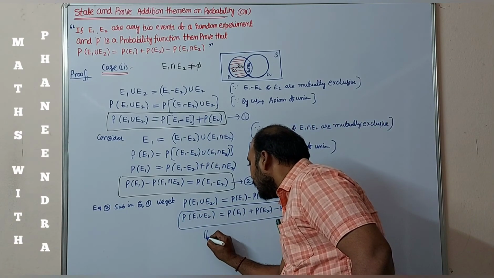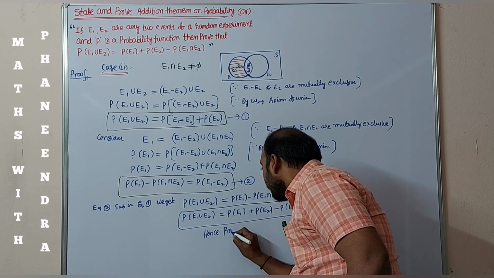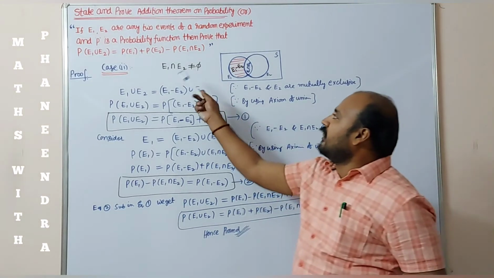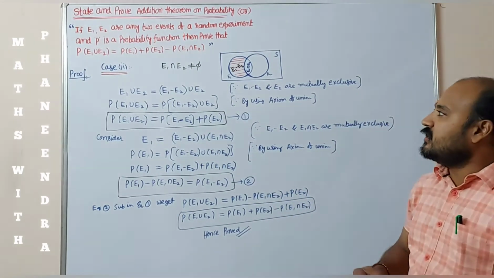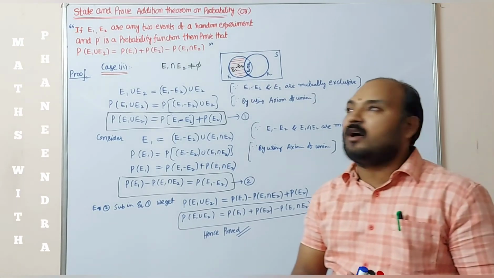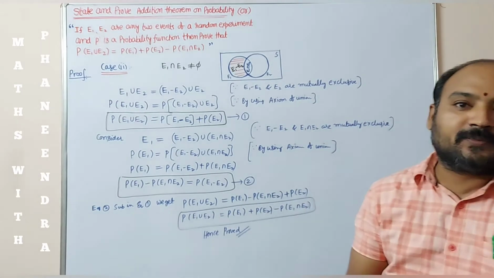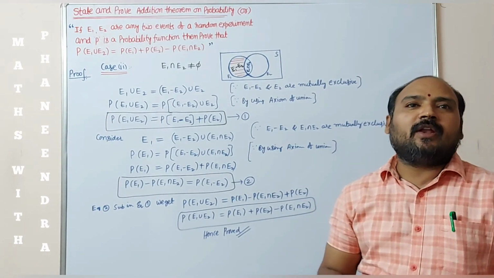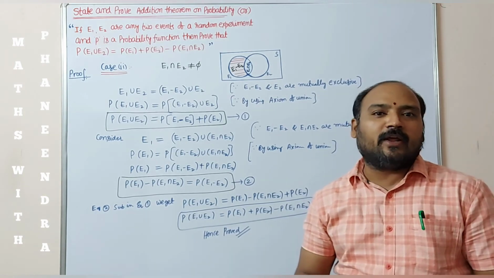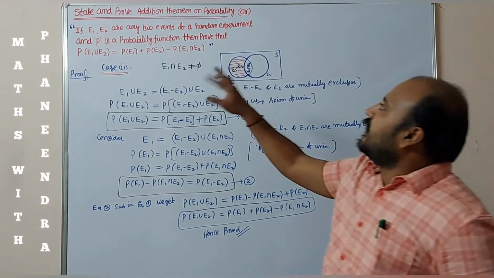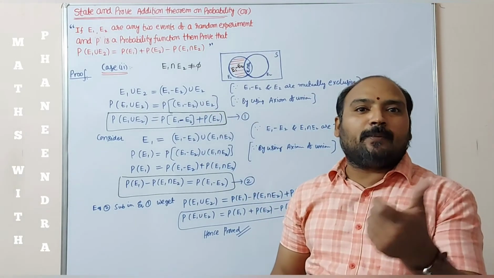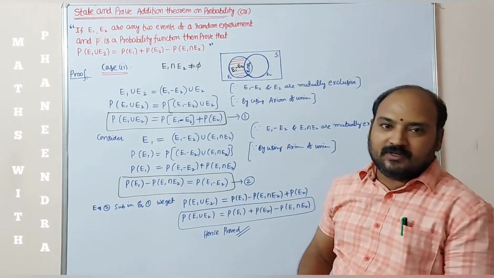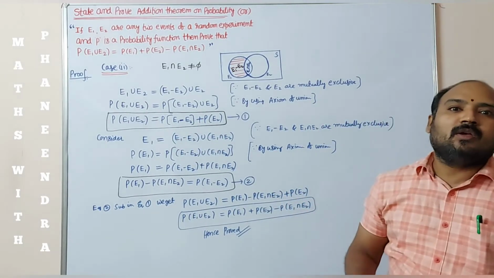So hence the result in the second case. Even in the second case, we proved it when E1 intersection E2 is not equal to pi. These are the two important cases, dear students, in the addition theorem on probability. I hope you understand that. In another video or exercise, I will cover the addition theorem on probability for three events A, B, C, that means P of E1 union E2 union E3, like P of A union B union C. That also I will cover in the coming videos.